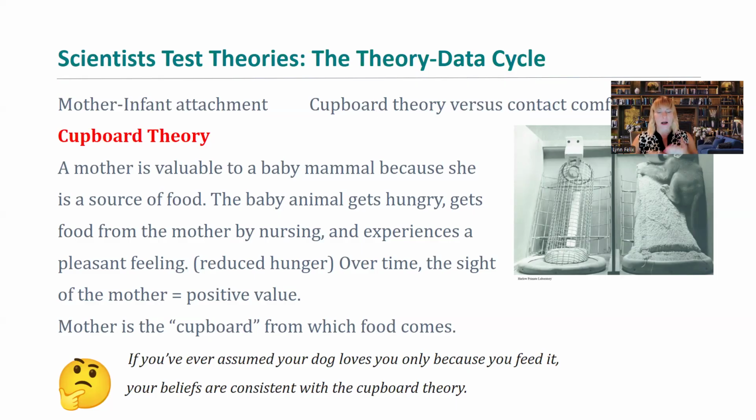So mother-infant attachment, how does that happen? Originally there were two ways that were brought up about how that took place. You had the cupboard theory, and then you had the contact comfort theory. The cupboard theory is in your textbook, and it talks about how a mother is valuable to a baby mammal because she is a source of food. The baby animal gets hungry, eats food from the mother by nursing, and experiences a pleasant feeling, which is the reduced hunger. Over time, the sight of the mother equals a positive value. So the mother is the cupboard from which the food comes, right?